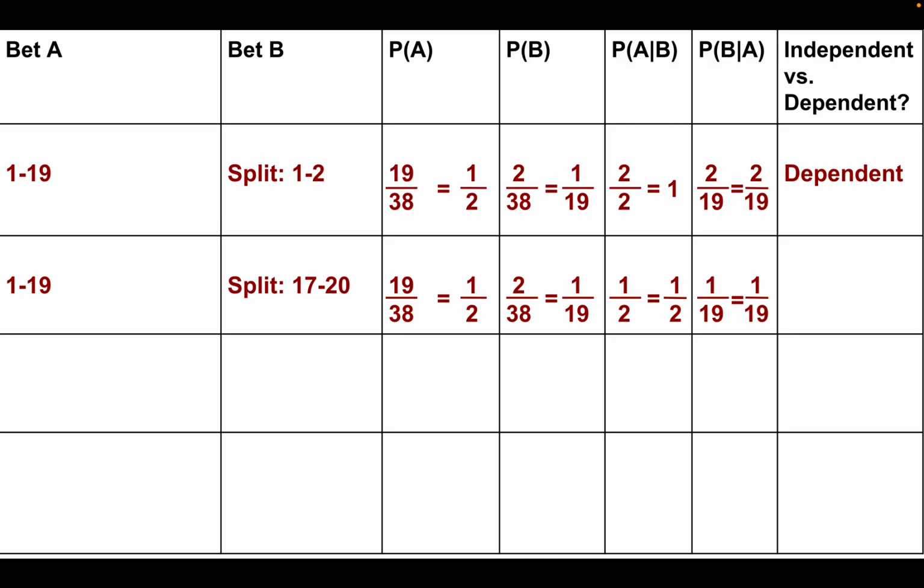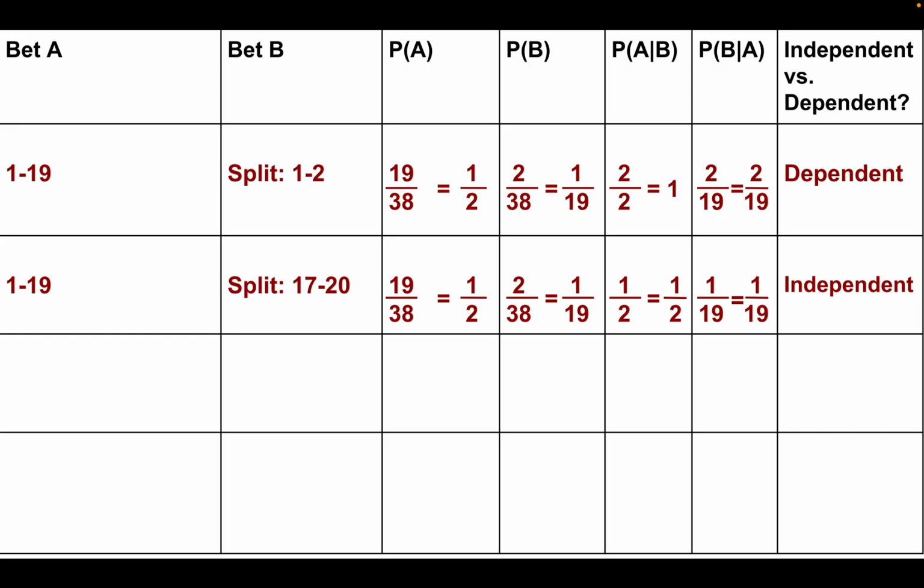Well, now we should notice that something interesting happened. The probability of winning bet A is equal to the probability of winning bet A given that we won bet B. And the probability of winning bet B is equal to the probability of winning bet B given that we won bet A. So we can say something here. We can say that these bets are independent. Okay, so that just happened by changing the overlap.